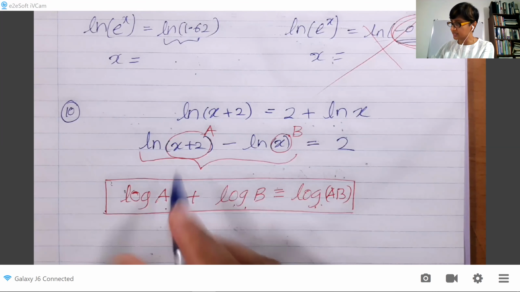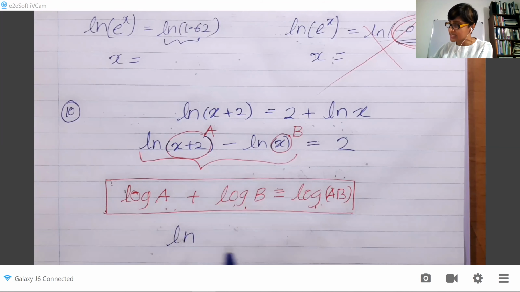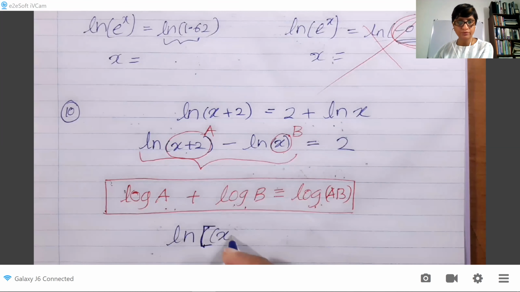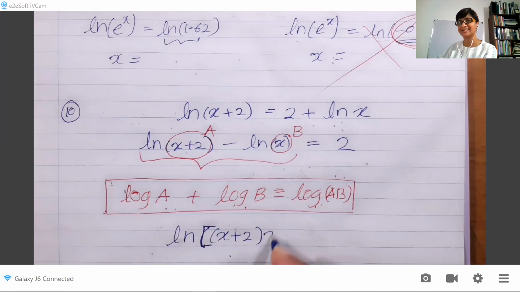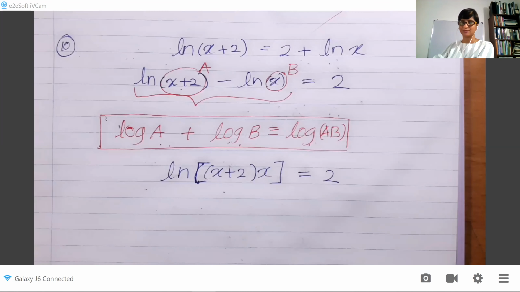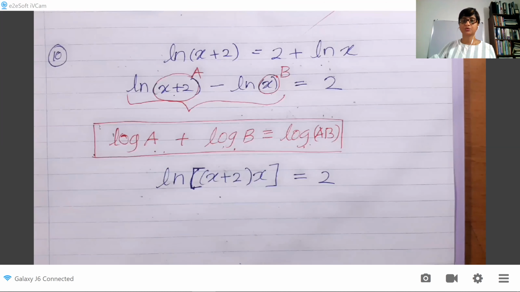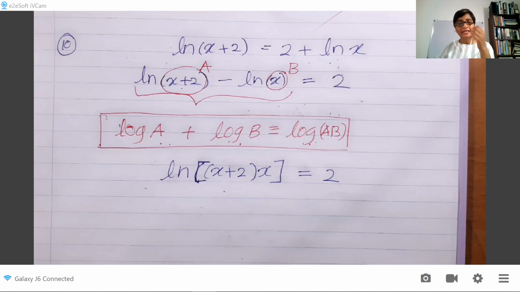So I get here ln, this times that, right? So let me put a big square bracket. X plus 2 times x. Now I have a single log term, right? Equals 2. Now you raise both sides to what power? Power of e, because you have ln here. You raise both sides to the power of e.